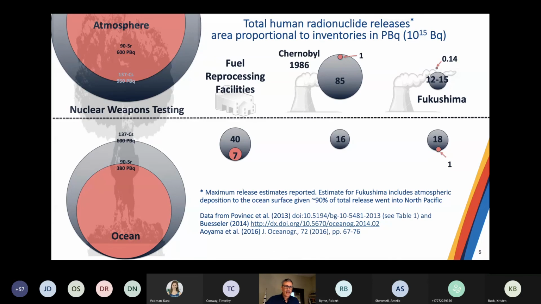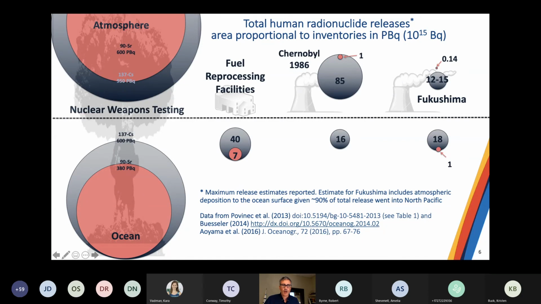Now, the graph that you're looking at now is compiled from reports on the total amount of radioactivity of radionuclides that have been released to the environment, above the dashed line on the figure to the atmosphere, and below the dashed line, ultimately ending up in the ocean, from different human activities. On the left-hand side, we've got nuclear weapons testing, which was occurring in the middle of the last century. We've got fuel reprocessing facilities where spent nuclear fuel rods are reprocessed, leading to releases to the environment. The Chernobyl disaster in 1986, which led to significant releases in the Northern Hemisphere, and then the Fukushima disaster in 2011.